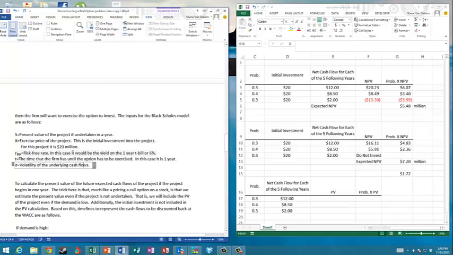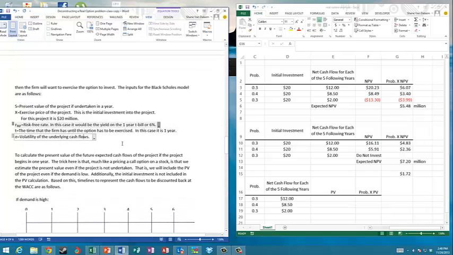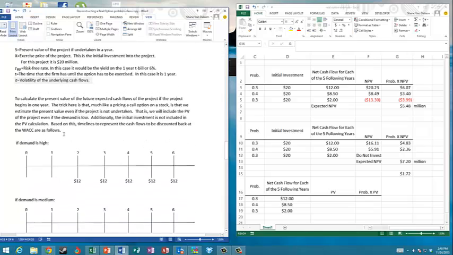And then we'll use a risk-free rate of 6%. We need time. The time that we use in this case is the time that the firm has until the option has to be exercised. In this case, it's a year from now. And then the volatility of the underlying cash flows. It's not the standard deviation. I'll show you how to calculate that.